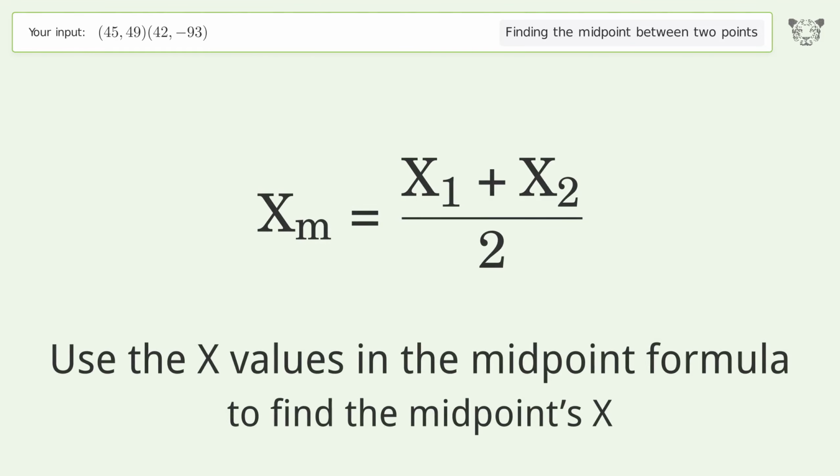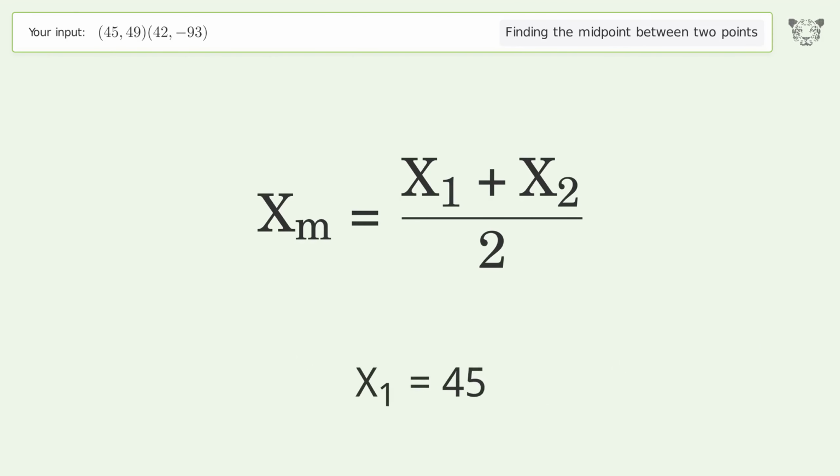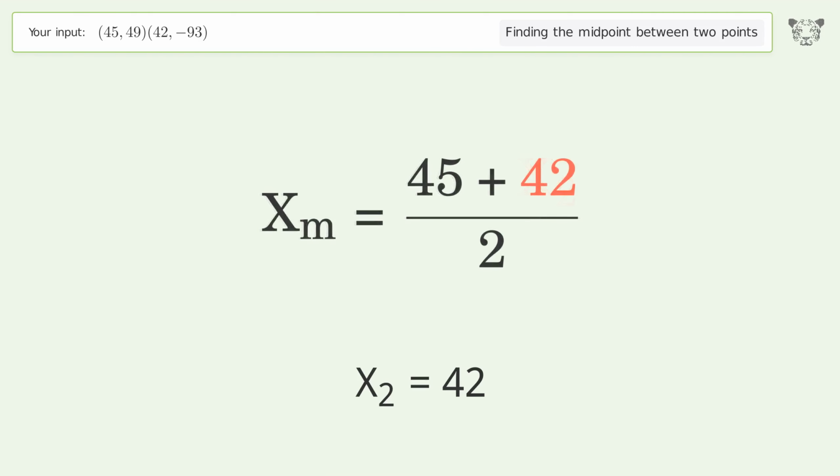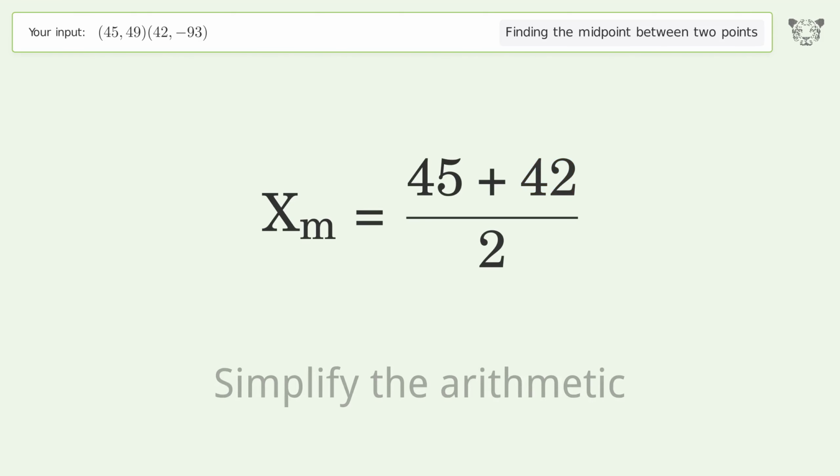Use the x values in the midpoint formula to find the midpoint's x. x1 equals 45. x2 equals 42. Simplify the arithmetic.